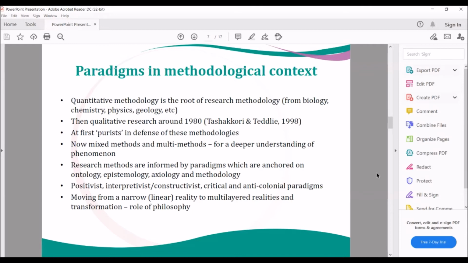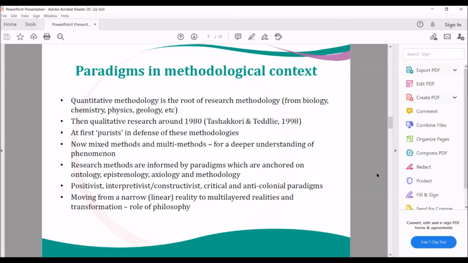So the paradigms that came about are the positivist, which pushes quantitative methodologies, and interpretivist or constructivist, which pushes the qualitative methodologies. But then you have also critical and anti-colonial paradigms. And later on, I will also introduce to you one paradigm that I have actually suggested in my latest publication, which I call resistance paradigm. So these paradigms have a history of moving from a narrow or linear reality to multi-layered realities and transformation, with a philosophy or worldview playing a big role.